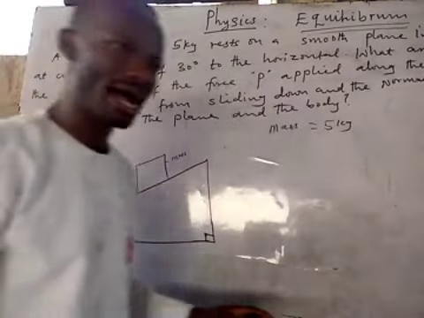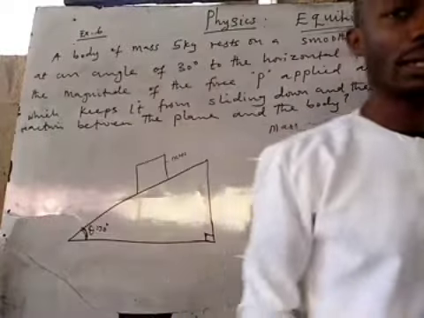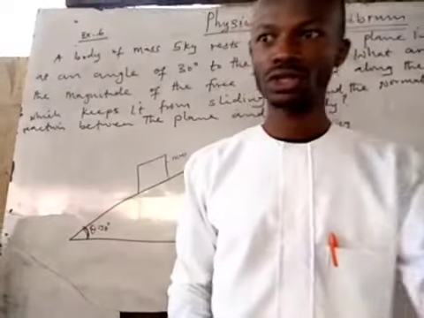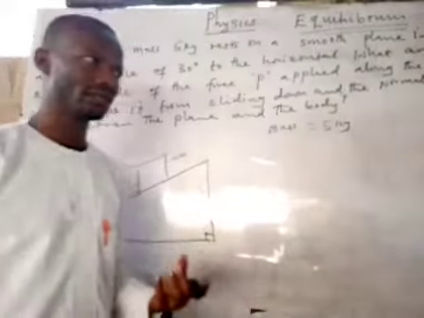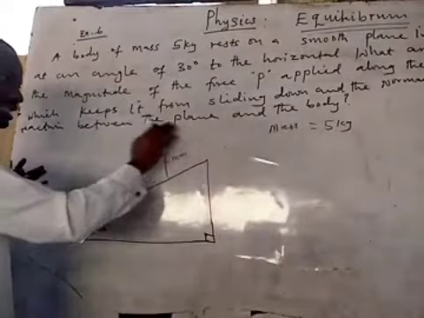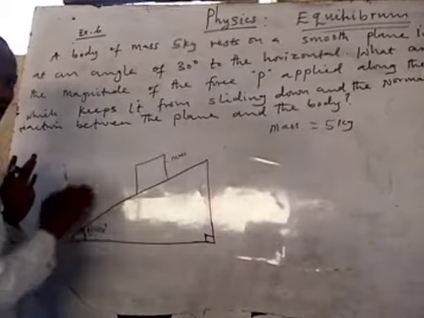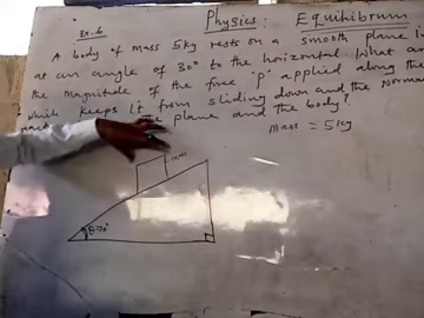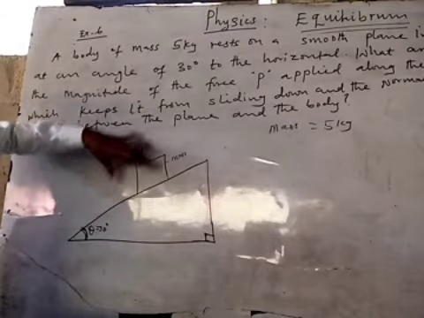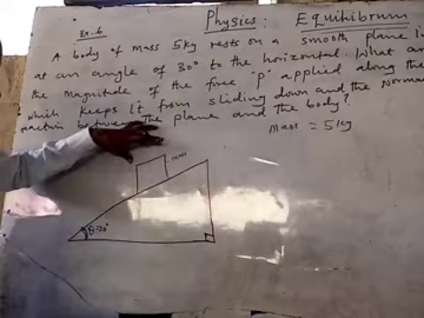Every object with a mass must experience what? A vertical downward force, which is due to what? Gravity, because this is the vicinity of the Earth. This is the surrounding of the Earth. So for this mass to be found within this surrounding, this mass must experience what?